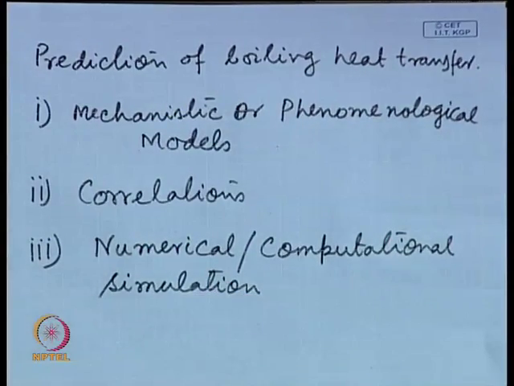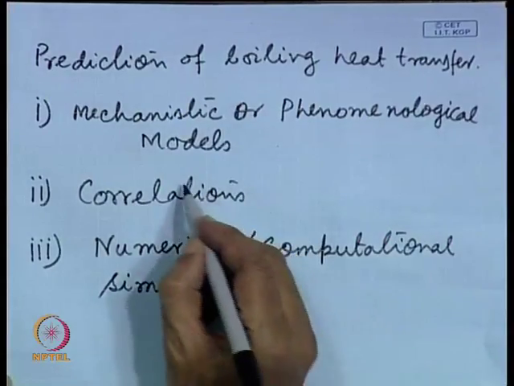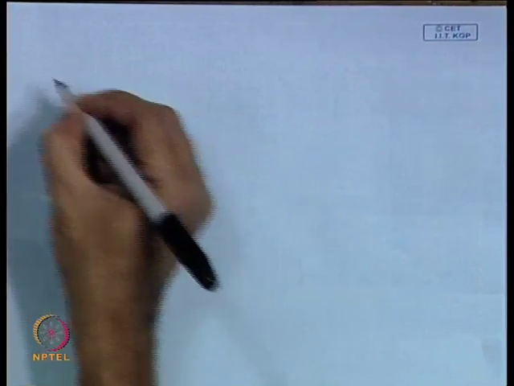So, our discussion will be restricted to the first 2 points, that means mechanistic or phenomenological models and correlations. Now, you see mechanistic or phenomenological models are superior in the sense they give us the physics behind the phenomena, and based on the physics only these models are developed, but they have got their limitations also. Like let us put the limitations.